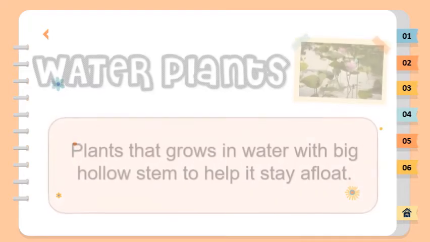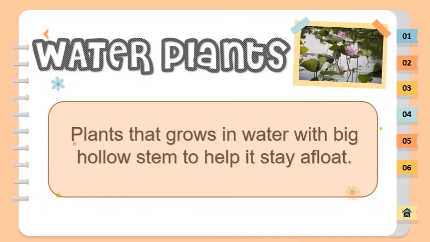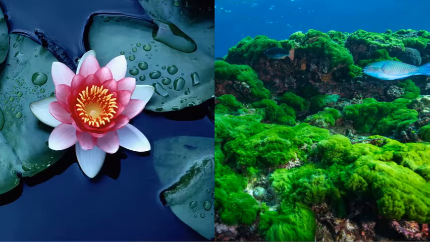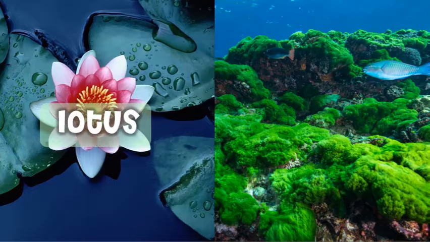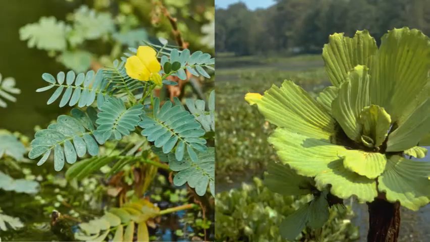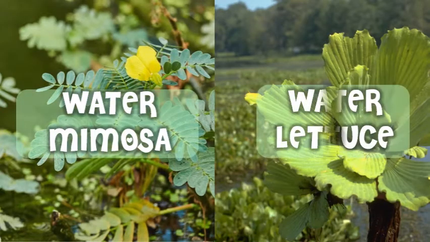Water plants. Water plants are plants that grow in water with big hollow stems to help them stay afloat. Examples of these plants are lotus, algae, water mimosa, and water lettuce.